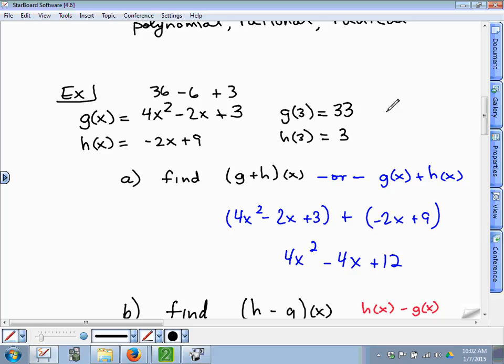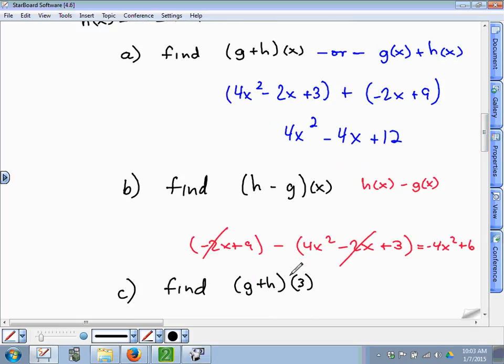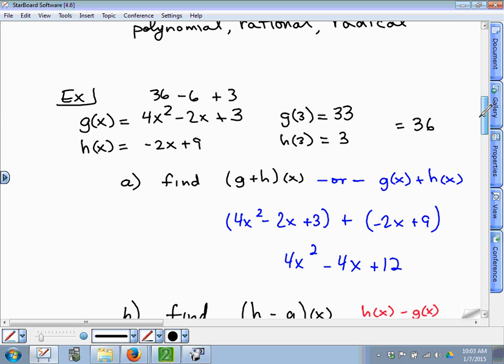So if you added these two together, it's going to be 36. That's one way of solving this. You could plug a 3 into H, plug a 3 into G, add those two numbers together, and what do we get, 36? You guys all right with that way?